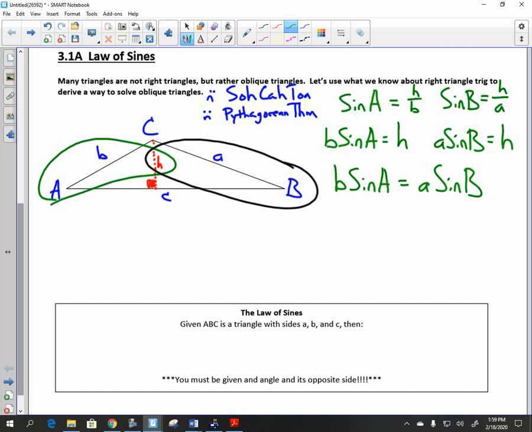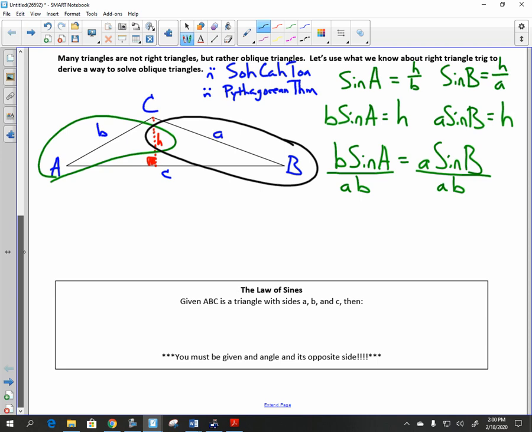And finally, one last step that makes it look prettier. We could leave it like that. Some books do leave it like that, but I'm going to divide both sides by AB. If I divide both sides by AB, what happens on the left-hand side? The B's cancel, and you're left with sine of angle A over A, equal to, on the right-hand side, sine of angle B over side B. And it turns out we could include C as well. We would get sine C over side C.